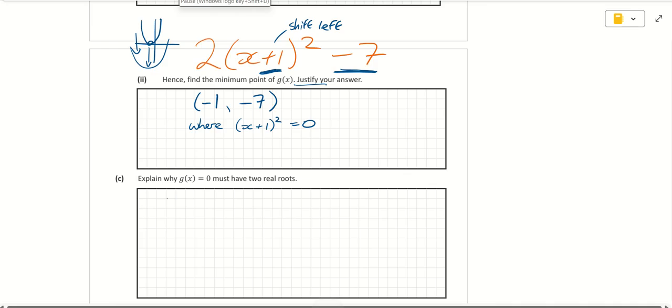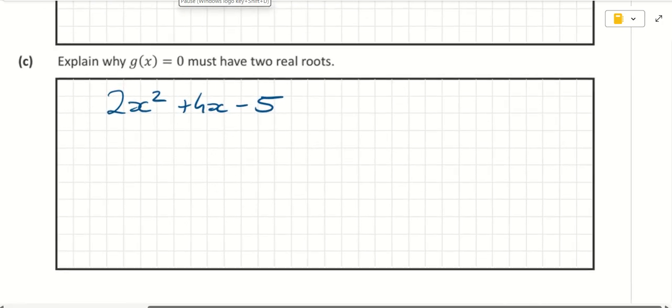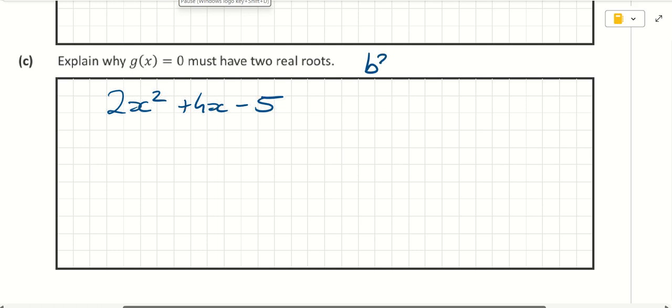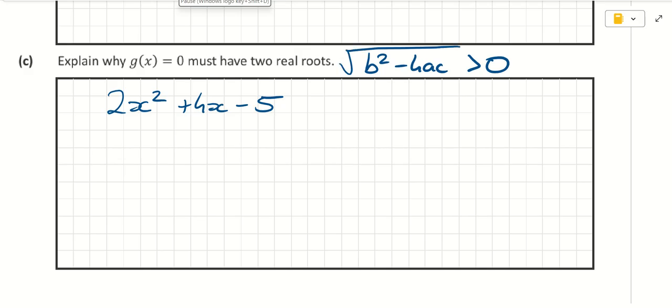So our g(x), remembering from earlier, is 2x squared plus 4x minus 5. Now, if you ever see anything about real roots, you're thinking b squared minus 4ac is greater than 0. Okay, remember that's the discriminant, in the minus b formula where you have the square root of b squared minus 4ac. To be real, it has to be bigger than 0. So here's our b, our a, and our c.